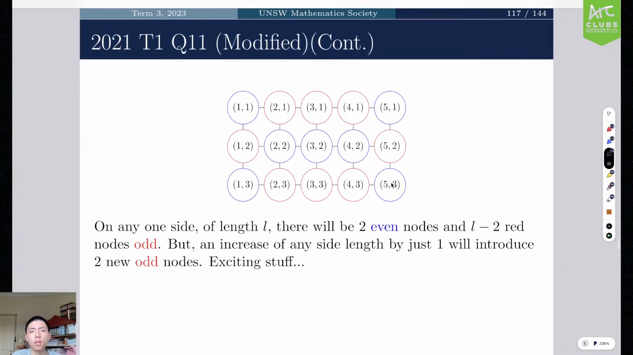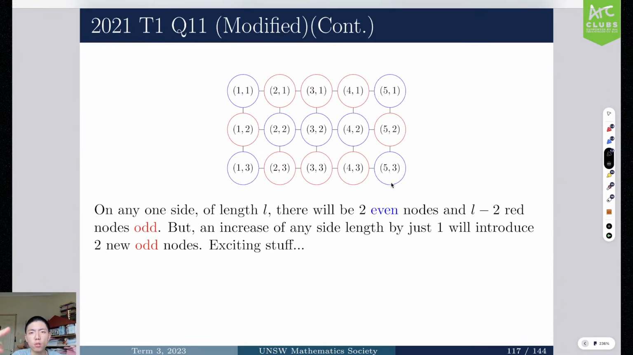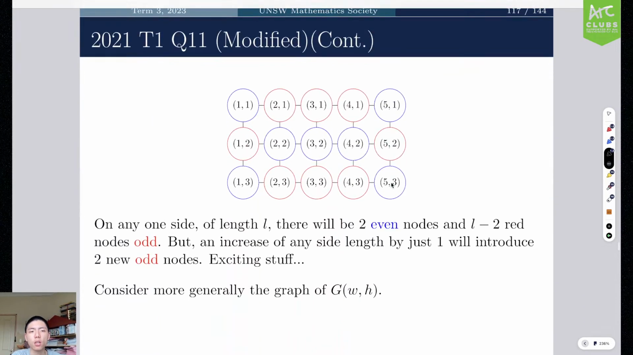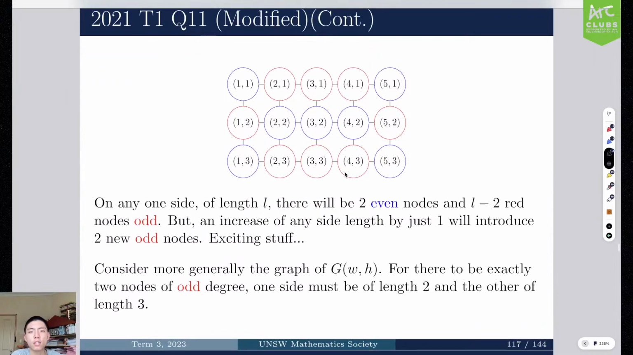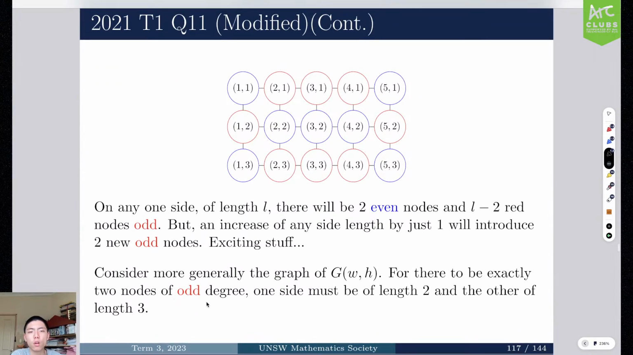Okay, if we are going to make it so that we only have 2 red nodes, then we need to actually reduce this graph, right? So if we now consider generally the graph of GWH, instead of thinking of such a large graph, because as long as the length is some large number, there will be some number of red nodes that will be larger than 2. We need to make it so that there has to be 2 nodes of odd degree by forcing it to have one side of length 2 and the other side of length 3.